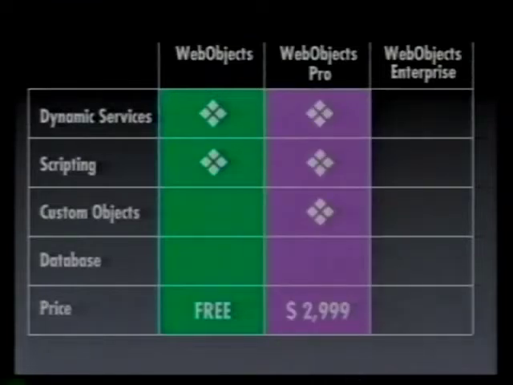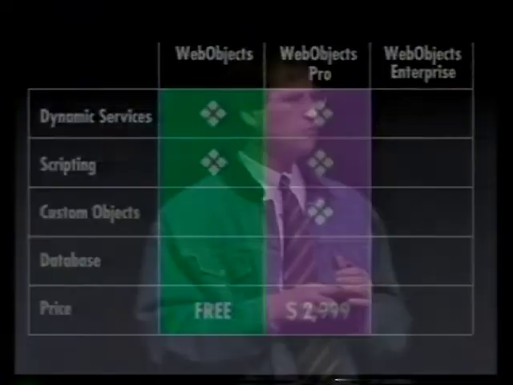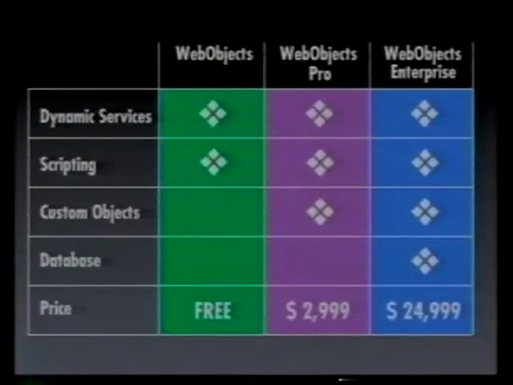WebObjects Pro adds the ability to add custom objects with compiled code. And we're going to charge $2,999 for that. That also includes full support. And also, it includes full distributed objects. So if you want to distribute your computational objects over several machines, you can do that with WebObjects Pro. And the final high-end version for the enterprises, which includes our very sophisticated enterprise database technology, is about $25,000 and up.